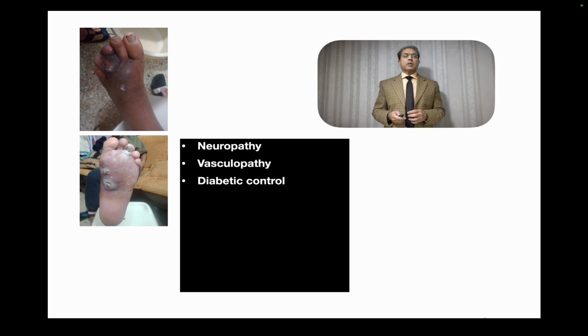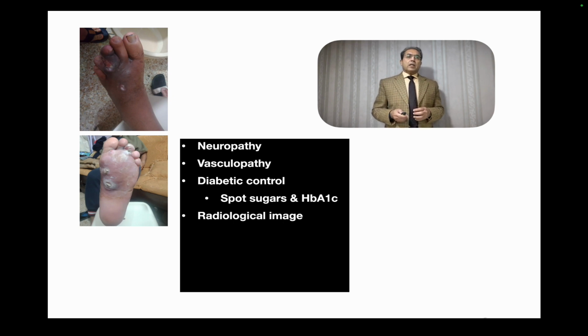Diabetic control can be assessed if the patient has a record of spot blood sugars, or you can get help from hemoglobin A1C. You can also go for the presence of other complications of diabetes like neuropathy, the retinopathy, or the nephropathy. And then you go for the radiological imaging of these infected areas.